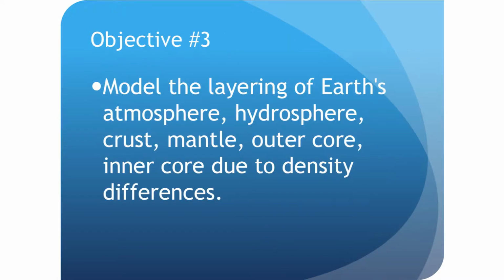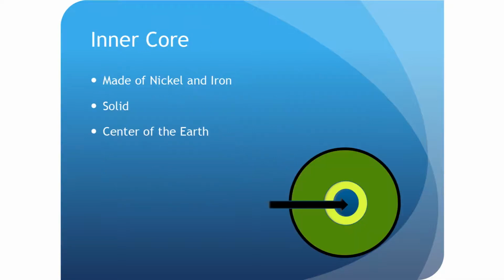So objective number 3 asks you to model the different layers of the Earth based on density. So let's take a minute and talk about the different layers of the Earth. The inner core is in the center. It is made of nickel and iron, and it is a solid. So the particles in there are moving very, very slowly.